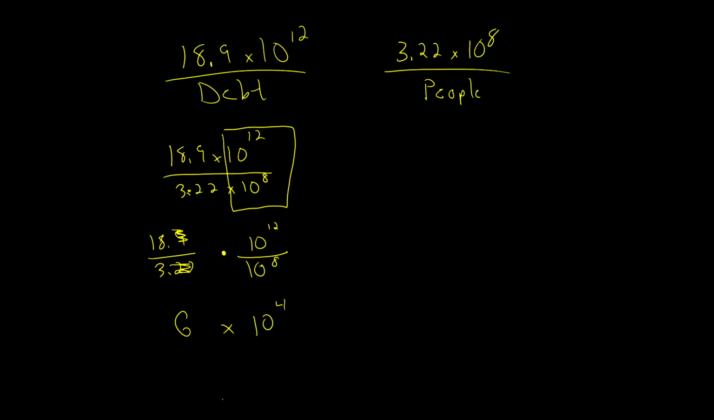And so 6 times 10 to the 4th, well, I'll convert it back. So to convert it back, I have to undo what I did. If I was moving to the left 4 decimal places, to undo it I'm going to have to move to the right. 1, 2, 3, 4. So that's 6 with 4 zeros, or $60,000 per U.S. citizen.